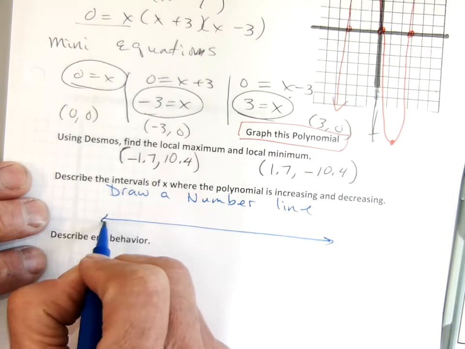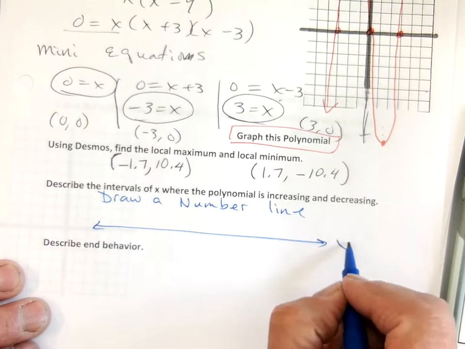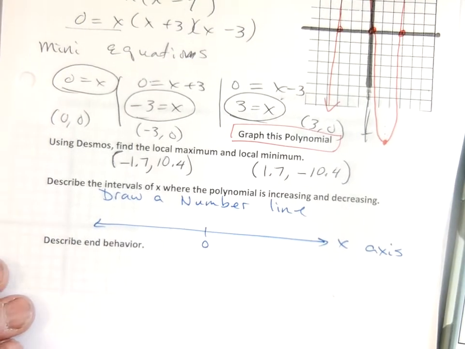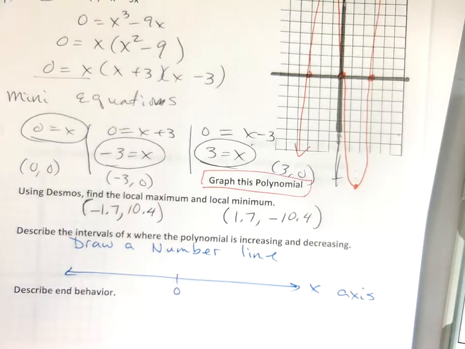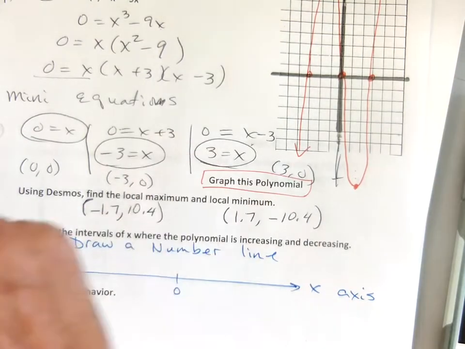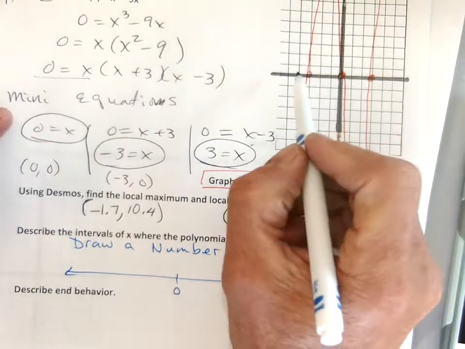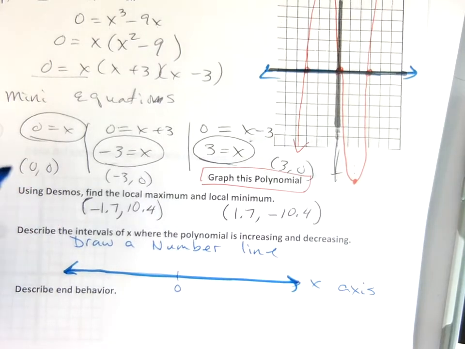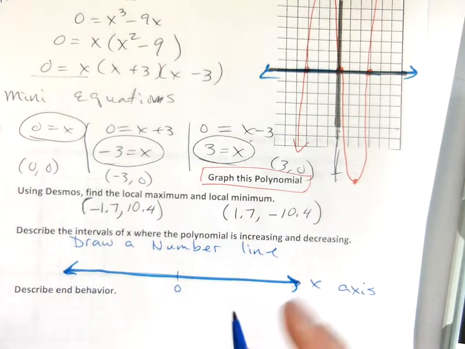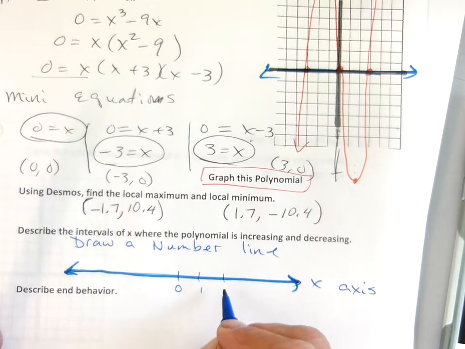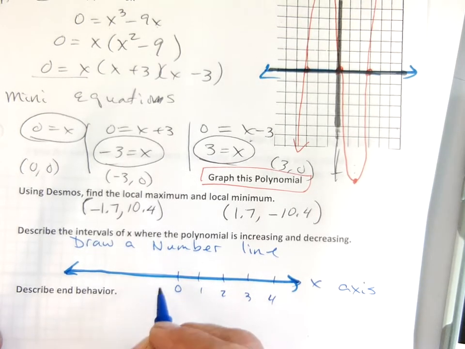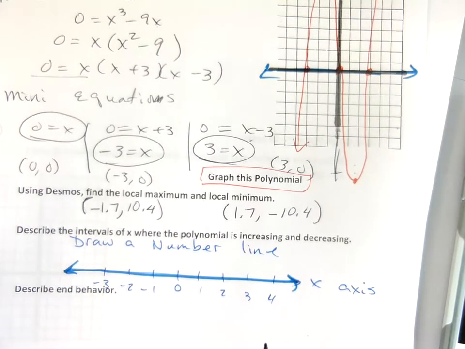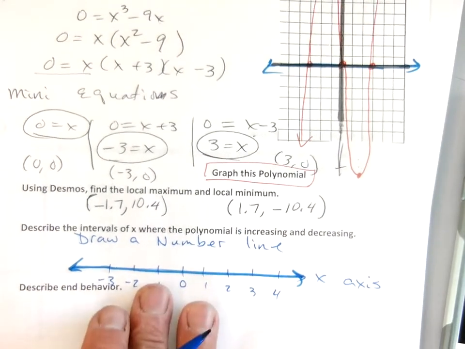Draw a number line. Okay? And this is my x-axis. So what we're going to do is we're looking at the x-axis, which is here. And my number line, of course, has a 1, a 2, 3, 4, a negative 1, a negative 2, a negative 3, negative 4, and so on. Okay, everybody have a number line?